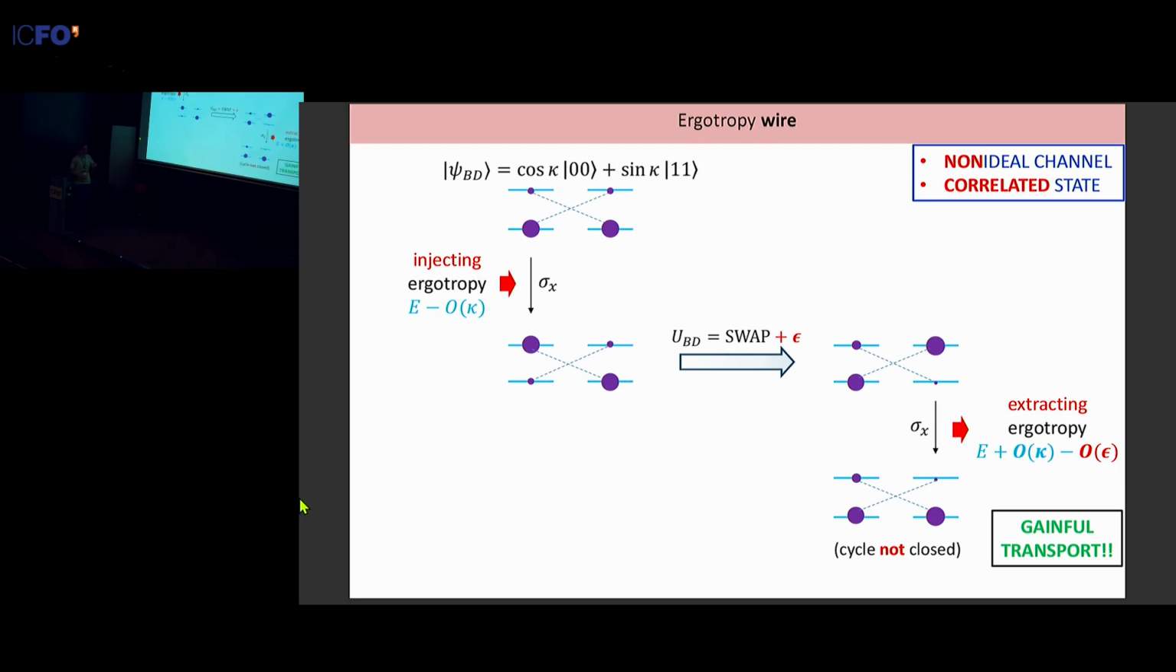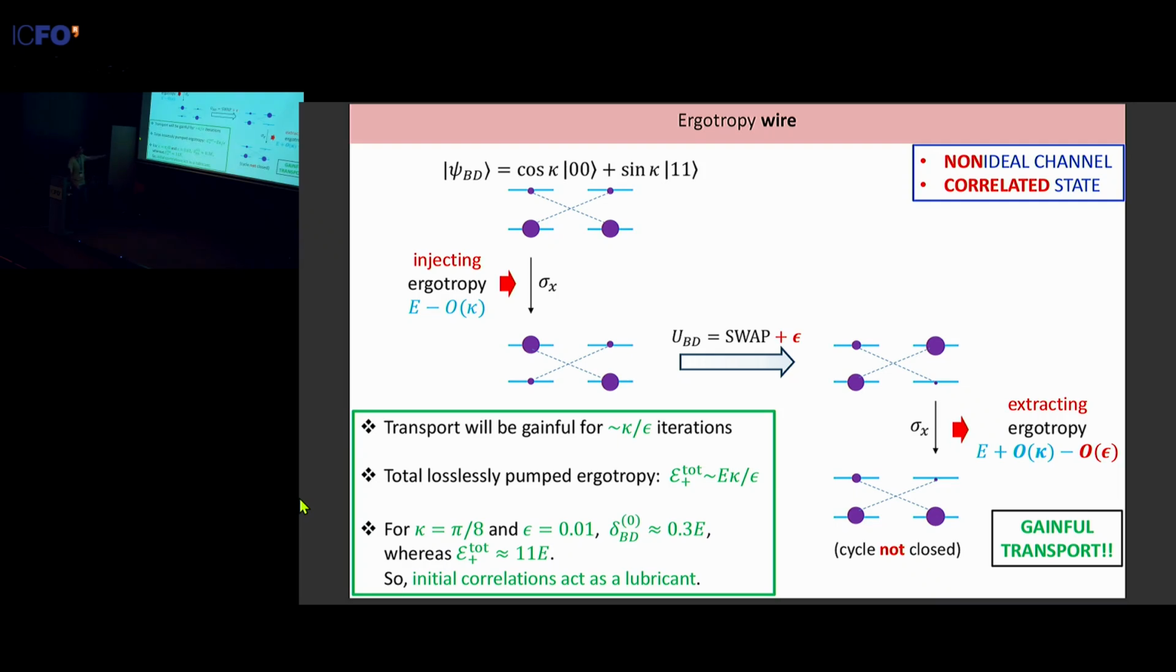So you can have a gainful transport, and this gainfulness is going to go on for kappa over epsilon iterations. So you will have a number of iterations, if this number is larger than 1, which are gainful, and you will transfer a total amount of ergotropy through this wire that is of the order of E times kappa divided by epsilon. So this is a fairly simple kind of counting.